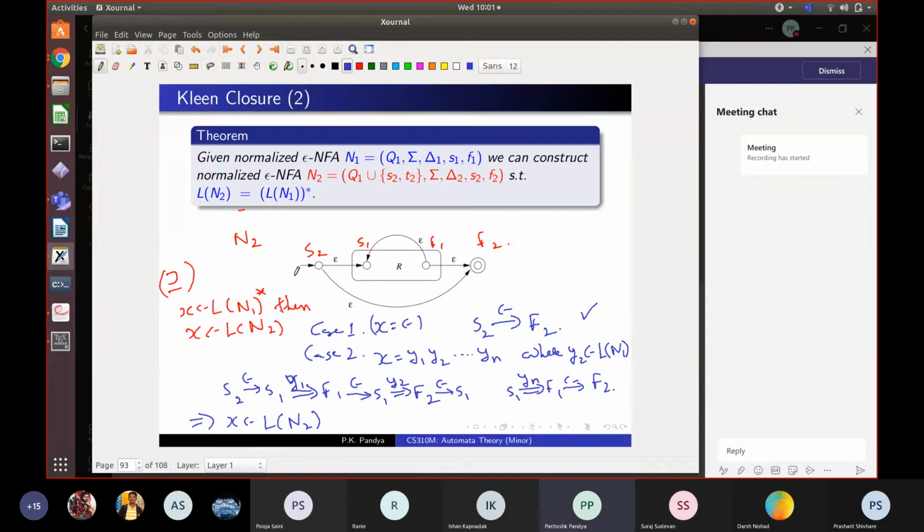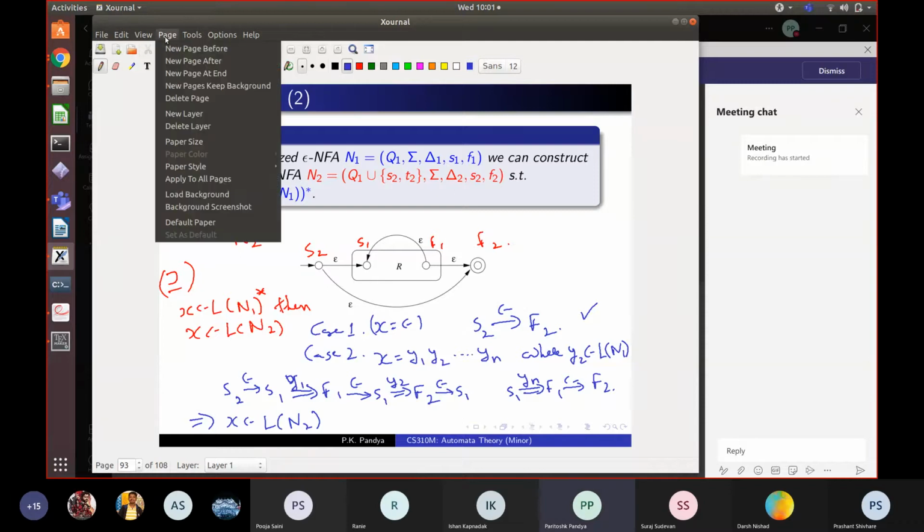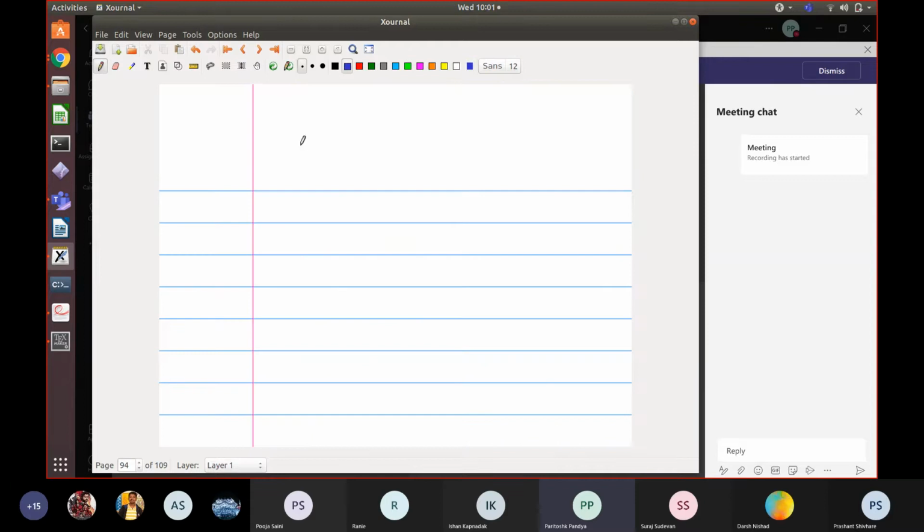Okay, what about reverse? So I will add a new page after this. What about reverse? We want to prove that the language of N2 is a subset of the Kleene closure, the star closure, of the language of N1, right? In the previous proof, we have proved the other way.